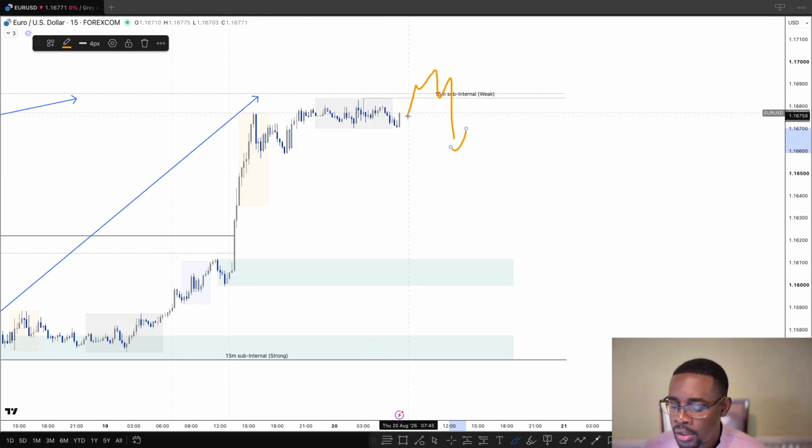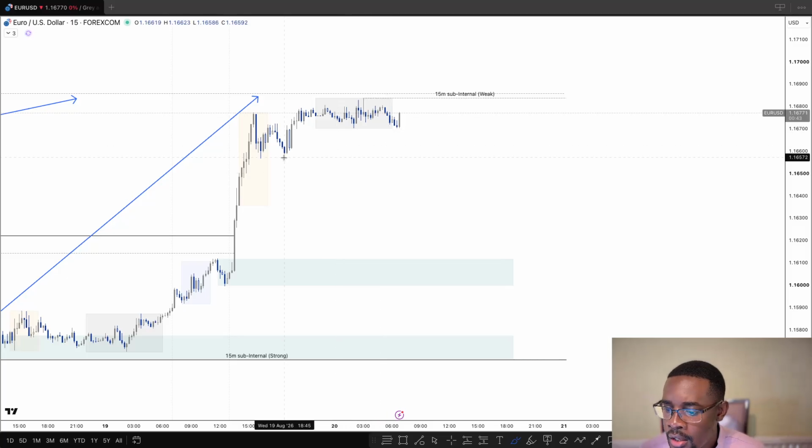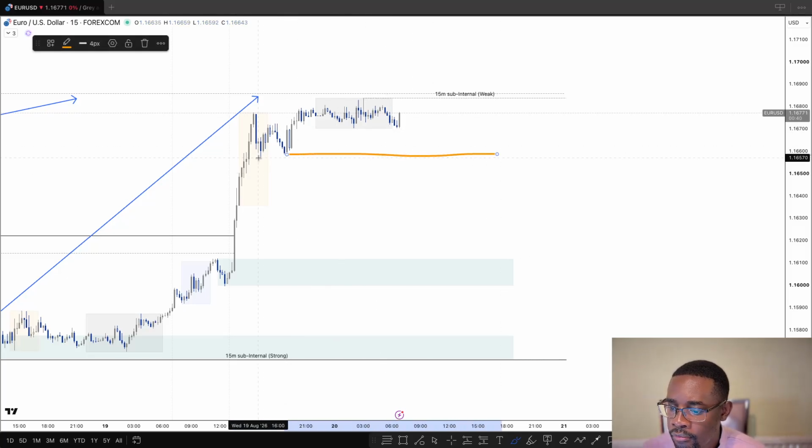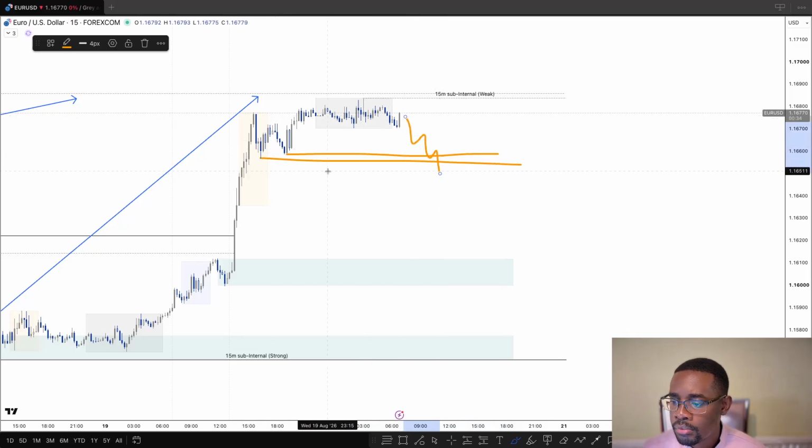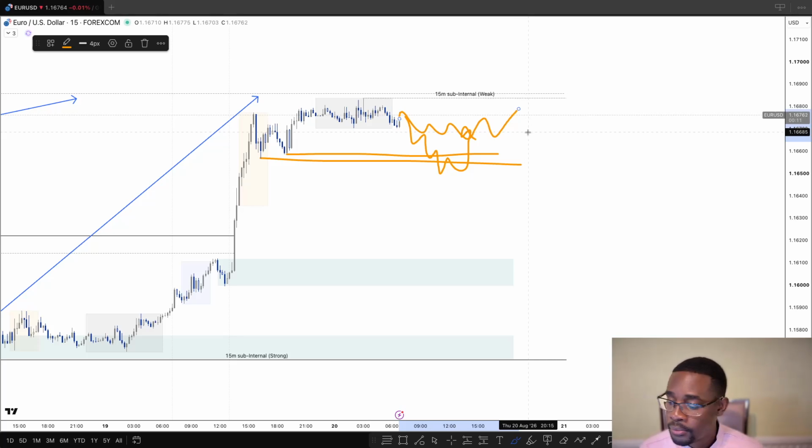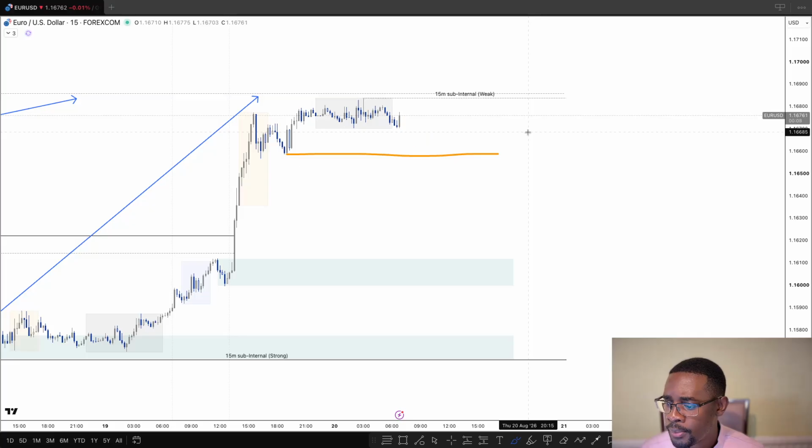Otherwise, if I'm looking to go long, then I'm expecting price to maybe drop, sweep any of these areas, and then if there's lower time frame confirmation, I could look for longs to the upside. Otherwise, if price just ranges in between and doesn't really give a direction, then clearly there won't be much to do. But these will be my trade ideas as of now.